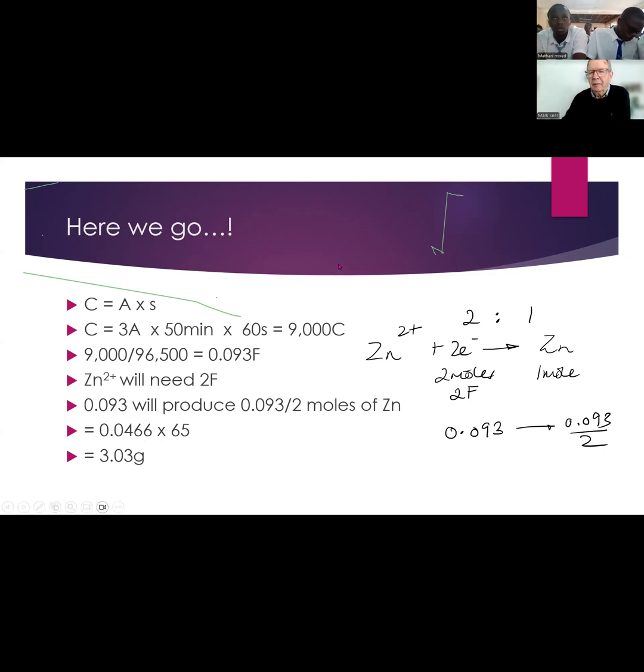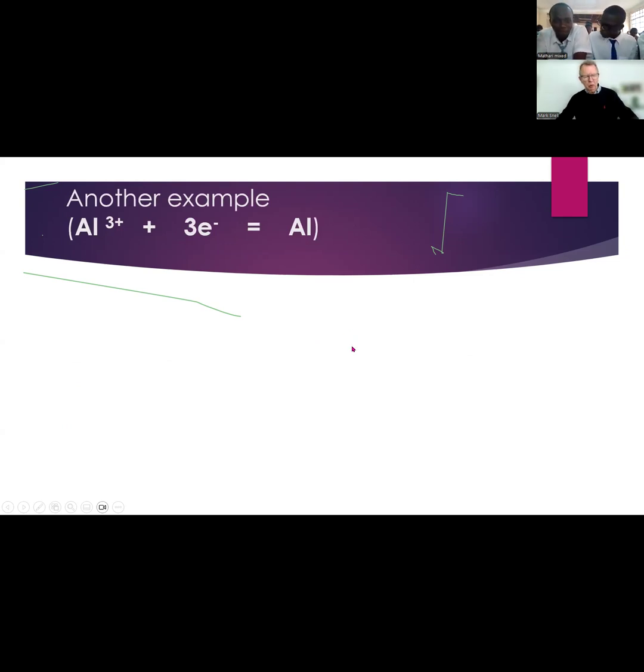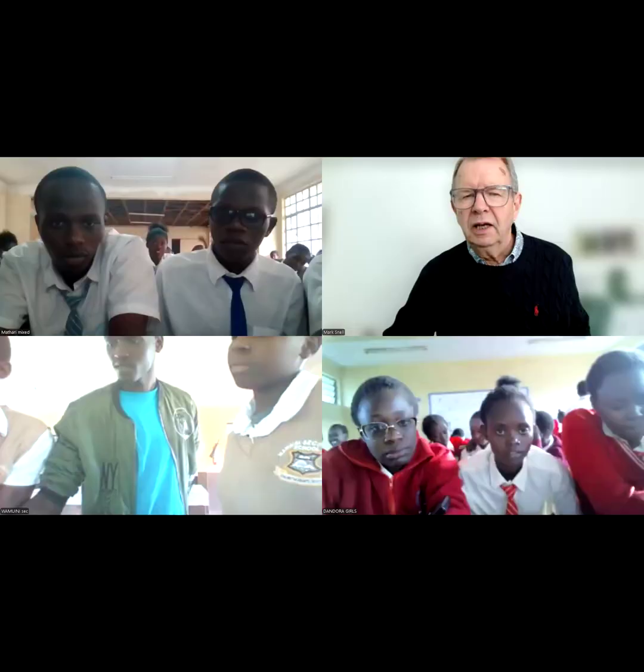Gregory gets the gold medal. People at Dandora very nearly got it right, but they got 6 times. They got 6.06 because they forgot that 2 Faradays makes 1 mole, and therefore they took 0.093 and multiplied it by 65. Okay, there are some more examples, but we're not going to do them today because it is the end.